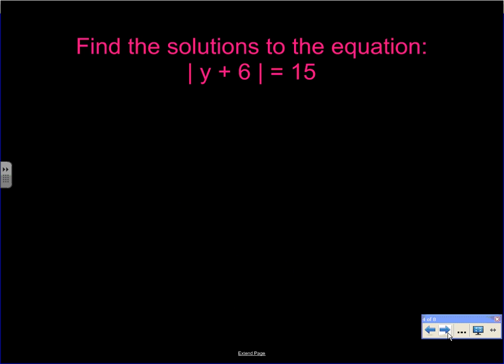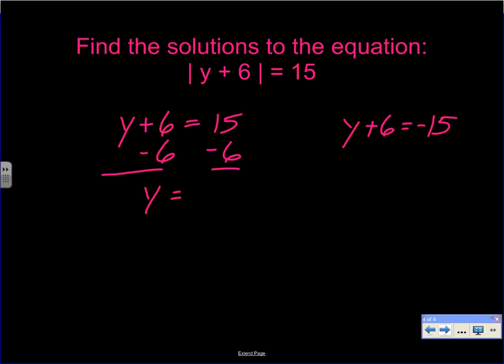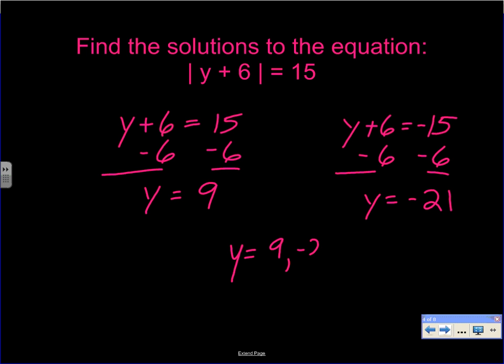Let's look at this problem here. The absolute value of y plus 6 is equal to 15. So we know that whatever's inside the absolute value must equal a positive 15, and it must equal a negative 15. And then we solve. y is equal to 9. y is equal to negative 21. So your two answers are y is equal to 9, and you can put a comma here, 9 and negative 21.